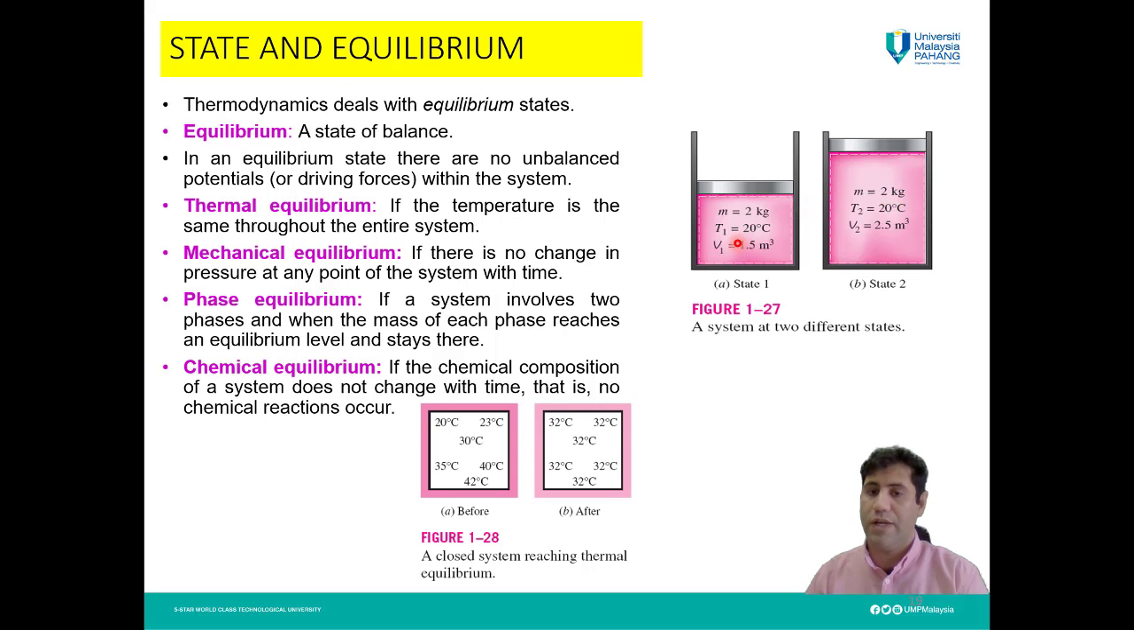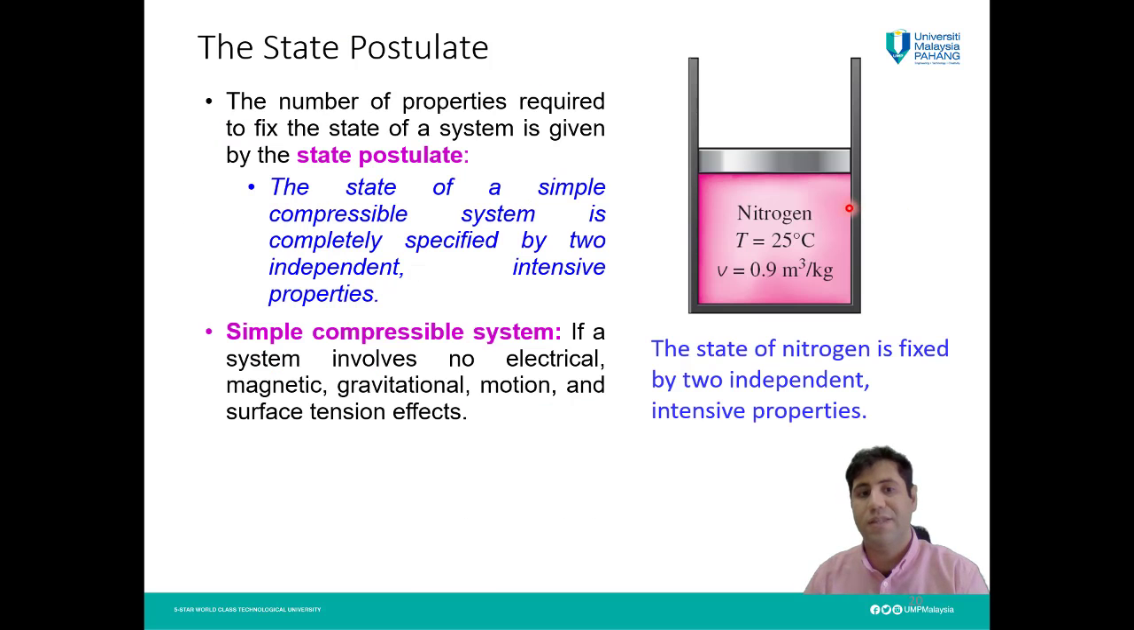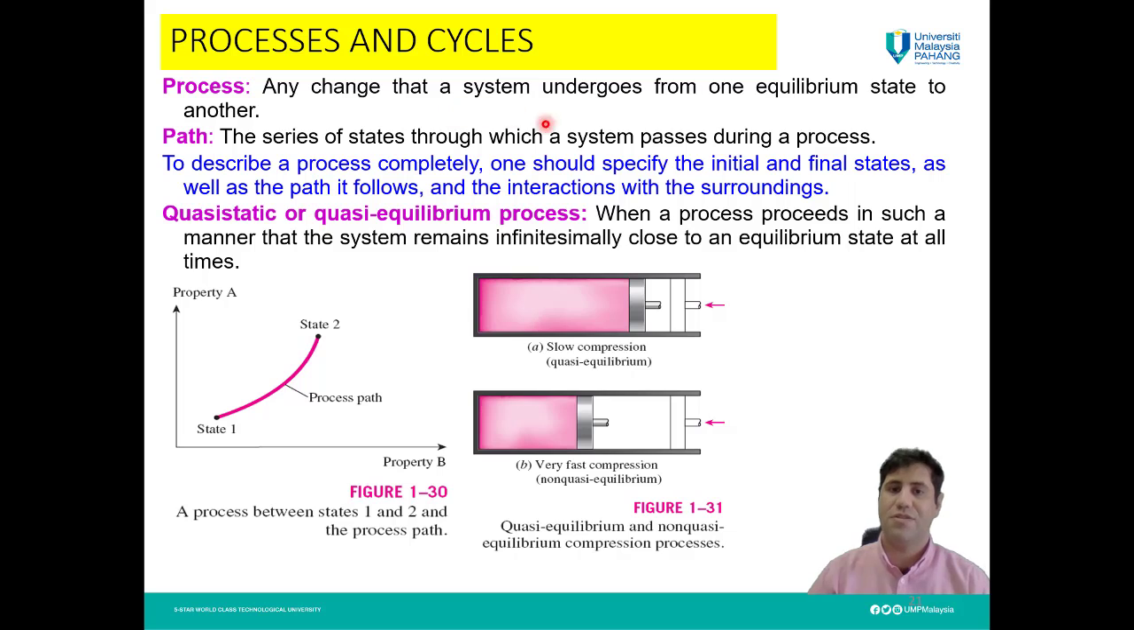Going from state 1 to state 2, we call that a process. During a process, the system from state 1 goes to state 2. So any change that the system undergoes from one equilibrium state to another is called a process. Like what we have here. Imagine this is the system inside, this is the cylinder. The volume is changed.